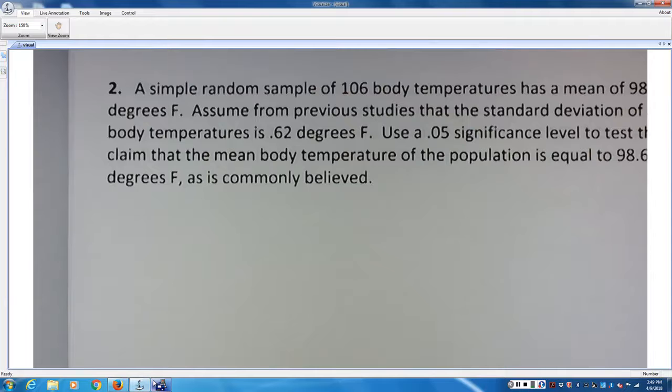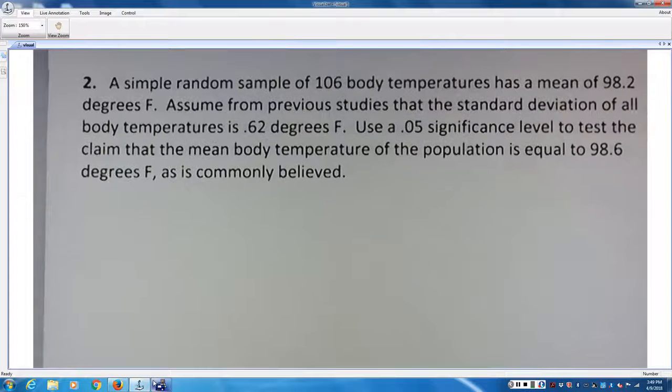Okay, this one says a simple random sample of 106 body temperatures has a mean of 98.2 degrees Fahrenheit. Assume from previous studies that the standard deviation of all body temperatures is 0.62 degrees Fahrenheit. Use a 0.05 significance level to test the claim that the mean body temperature of the population is equal to 98.6, as is commonly believed. So let's go through the problem step by step and see what it tells us.